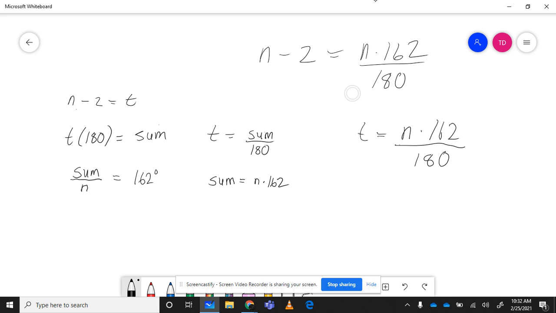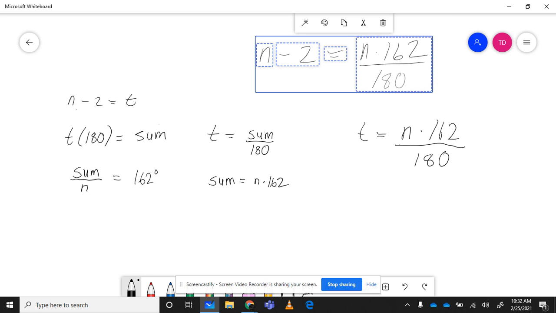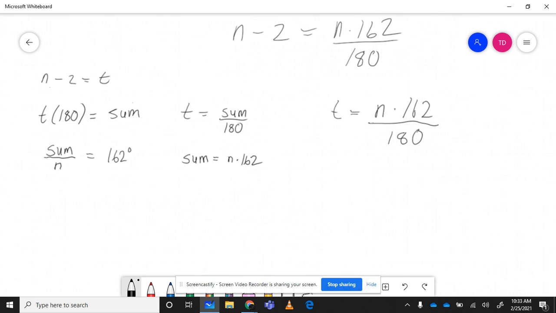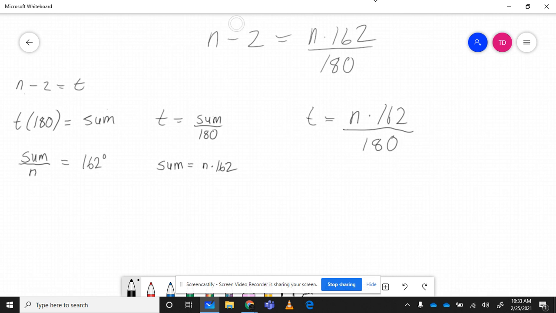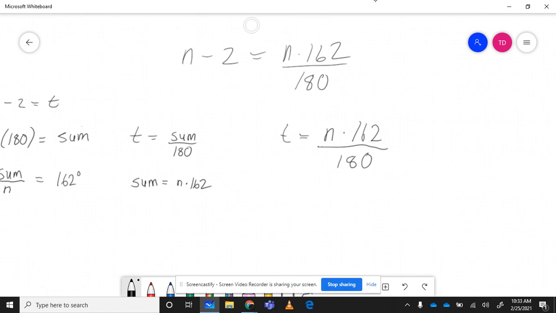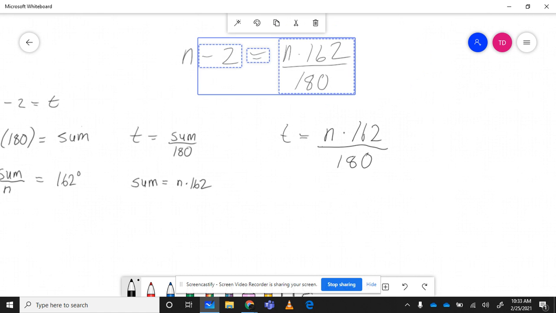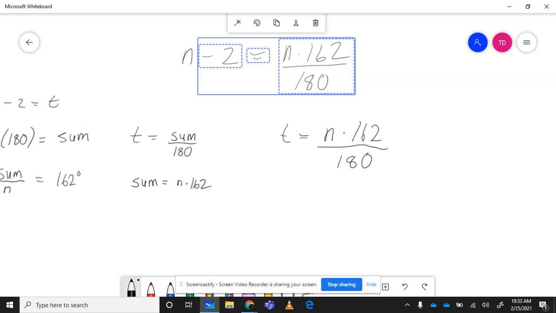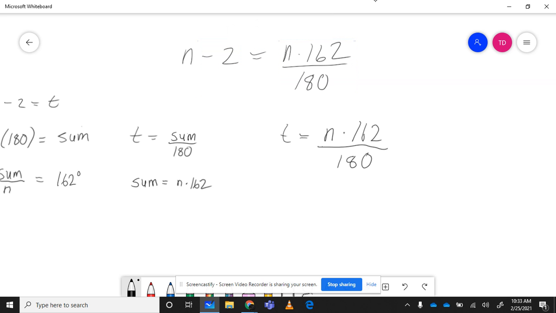So let's take this one and move it somewhere else where I have a little more room to write. Oops. Not working out. Sorry, I guess I'll just rewrite it. It's not working very well. n minus 2 equals n times 162 over 180.